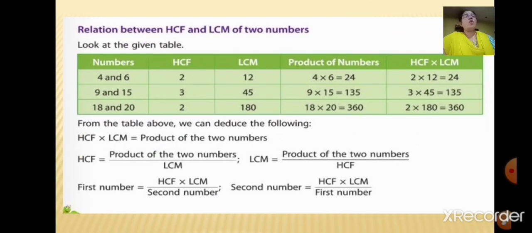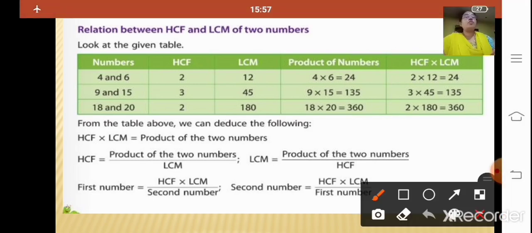Now we have also learned the relation between the HCF and LCM of two numbers. When we multiply the HCF and LCM, it is equal to the product of two numbers. You can see the example here. 4 times 6 is 24. Same way, if we multiply the HCF 2 and LCM 12, we'll get the answer as 24.